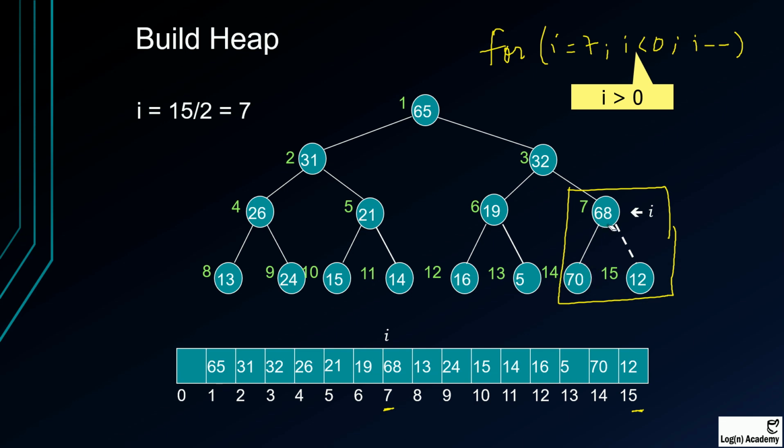So we will compare 68 with 70. Is 68 less than 70? Yes, it is less than 70. Then we need not make any swapping. Then we compare 68 with 12. Is 68 less than 12? No. So we will make a swap. Okay, we will make a swap.